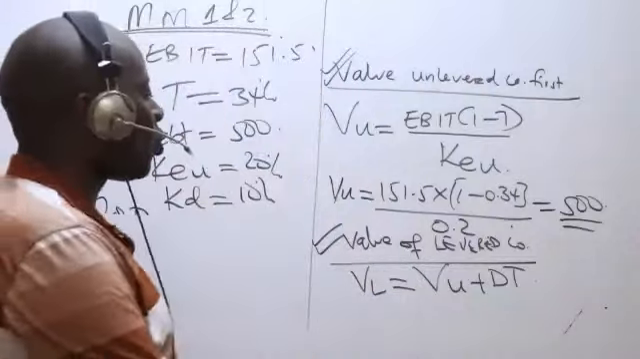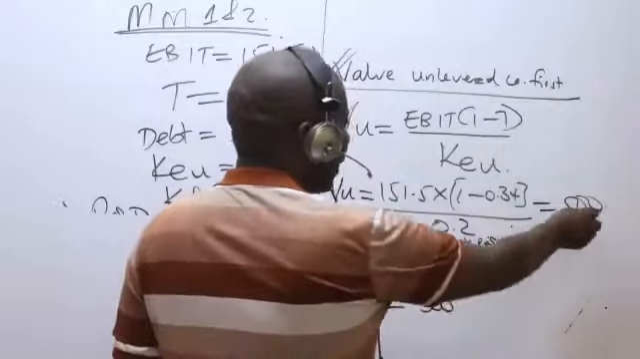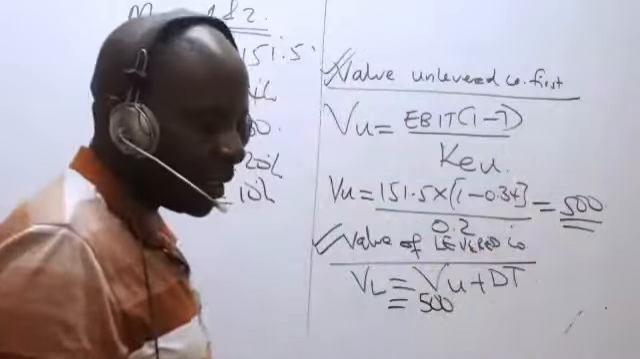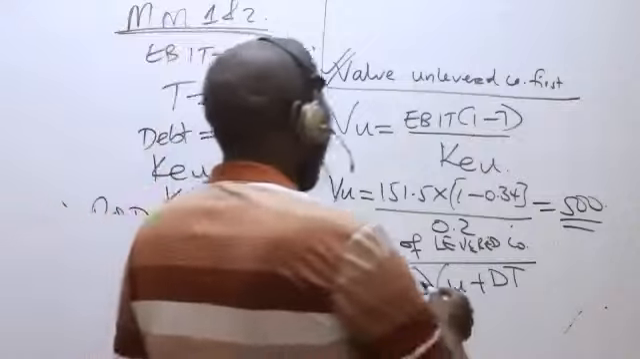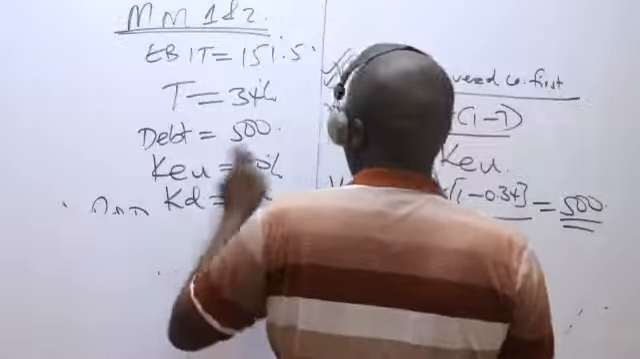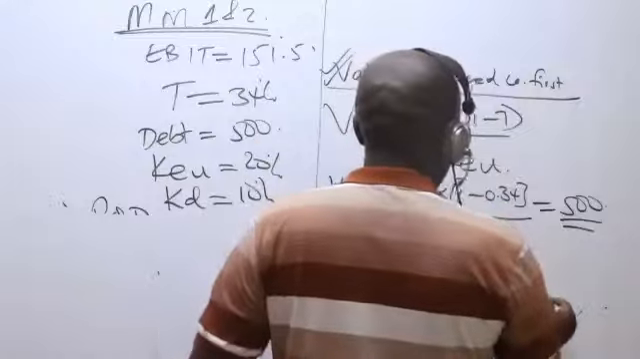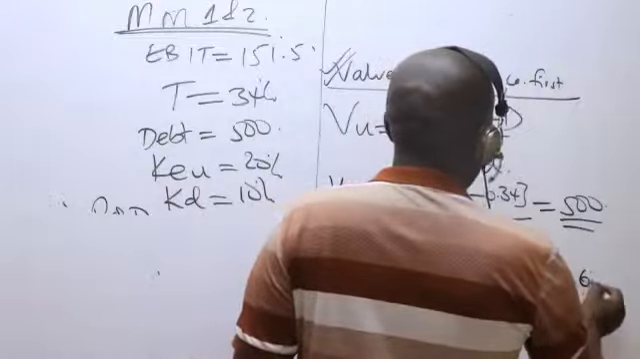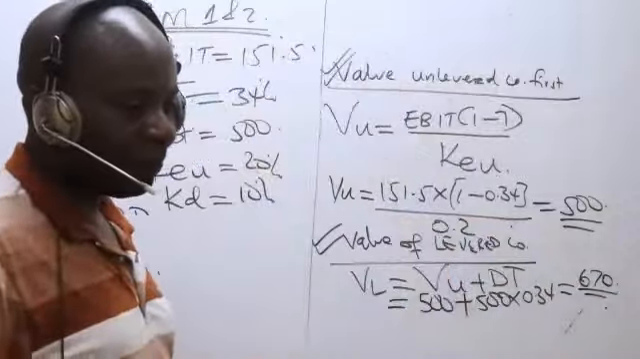And you guys have told me that value of unlevered here is 500, the one that you got up here, which I'm seeing somebody saying is 499, which is okay. So 500 plus D, which is what here? Debt is 500 here, times the rate of tax, which is 0.34. I'm seeing somebody giving me 670. 670.